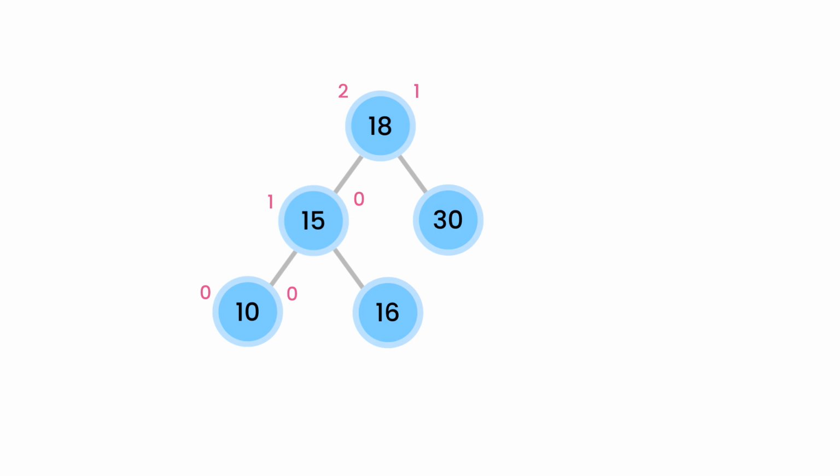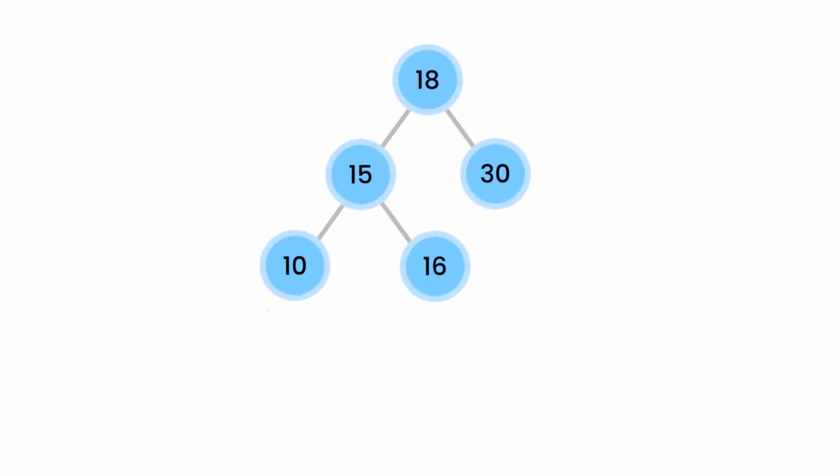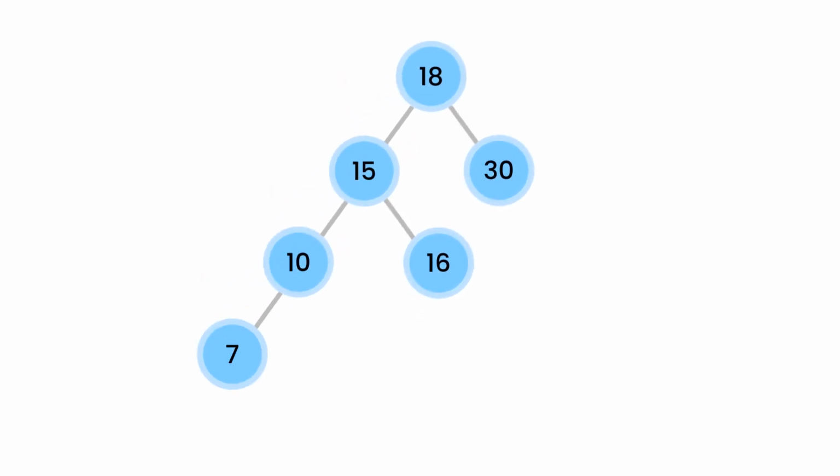But what if we add 7? 7 is smaller than 18, 15, and 10, so it should end up here. Now our tree looks unbalanced, but let's prove it. We start with the node that we just added. At this node, we have a height of 0 on both sides. For the 10, we have a height of 1 on the left and a height of 0 on the right. For the 15, we have a height of 2 on the left and a height of 1 on the right. And for the 18, we have a height of 3 on the left because this is the longest path, and we have a height of 1 on the right. The difference is 2, so our tree is unbalanced.